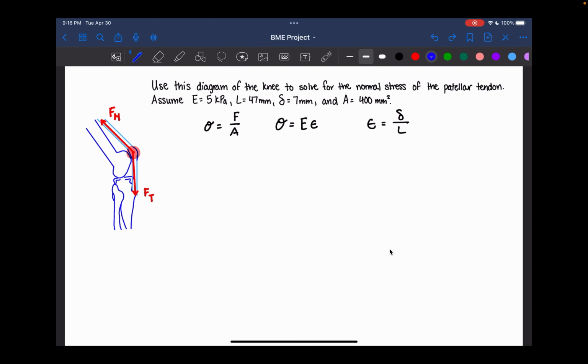Let's bring these concepts together and apply them to a real-world scenario. Using the diagram of the knee on the left, we will solve for the normal stress of the patellar tendon. We have the assumptions that we know Young's modulus, we know the initial length of the tendon, we know the change of length of the tendon, and we know the area of the tendon. We will use the normal stress equation, but to solve for the force applied, we will need to use Hooke's law and the normal strain equation. Then, we will combine the three equations to solve for force on one side.